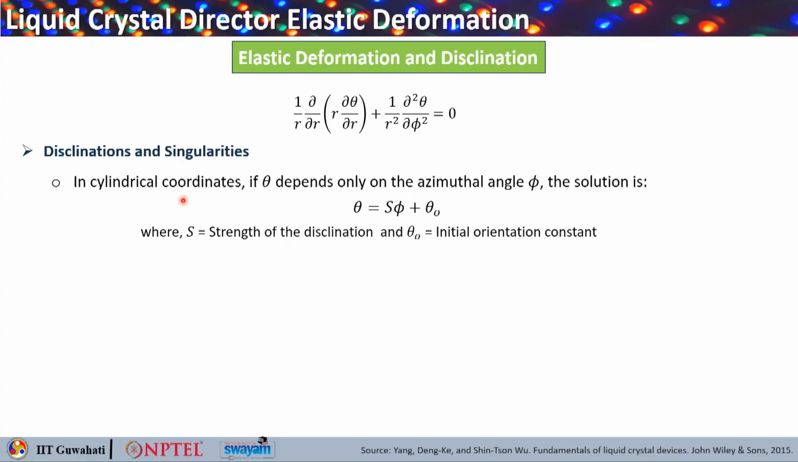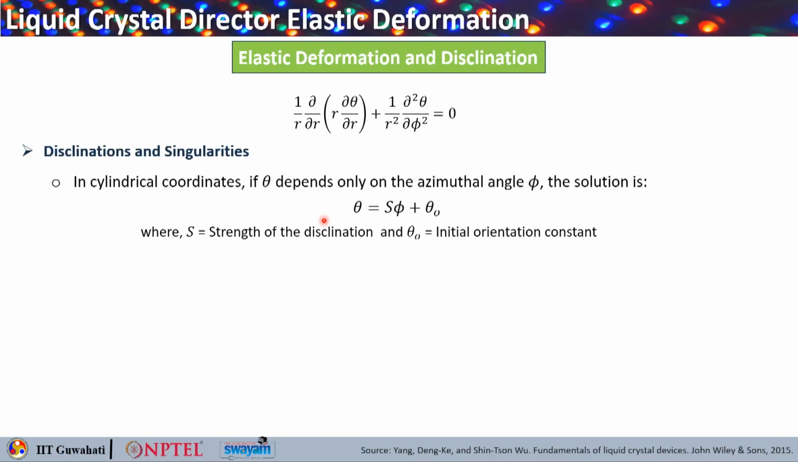Okay. So in cylindrical coordinates, you will see if theta depends only on the azimuthal angle phi, then you can write theta equals S phi plus theta naught, where S basically tells you about the strength of the disclination. So, these disclinations are basically kind of line defects that you see in liquid crystals, where the orientation of the molecules, or you can say the director, changes abruptly. So, that basically creates singular points or lines within the material.